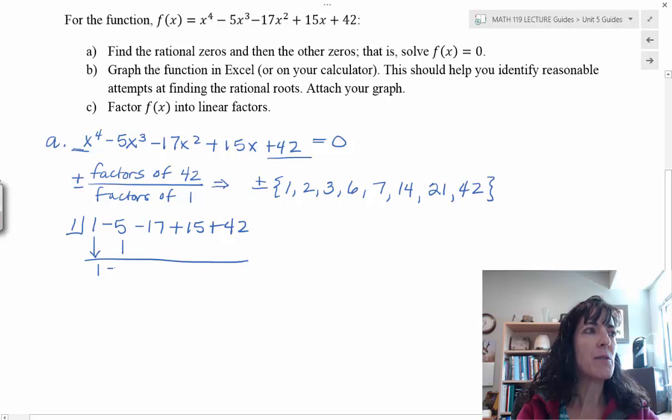Add it to negative 5, so I get negative 4. Multiply that negative 4 times 1, so I get negative 4. Negative 17 and a negative 4 will give me a negative 21. Multiply by 1 and then write it up here, negative 21. That's going to give me a negative 6 times a 1. That's going to be negative 6. That's not giving me 0. I can see that right away.